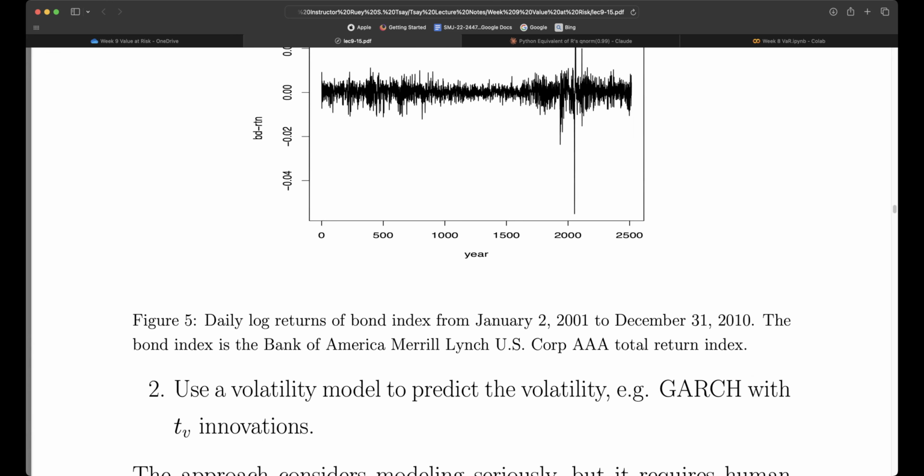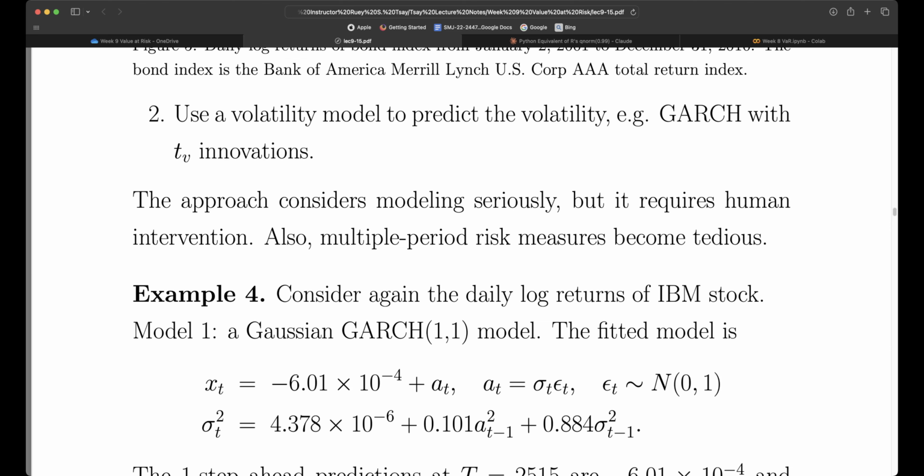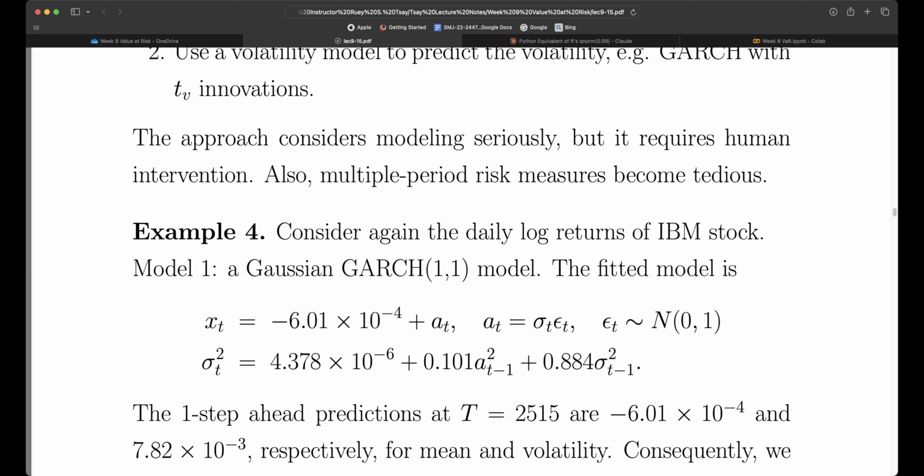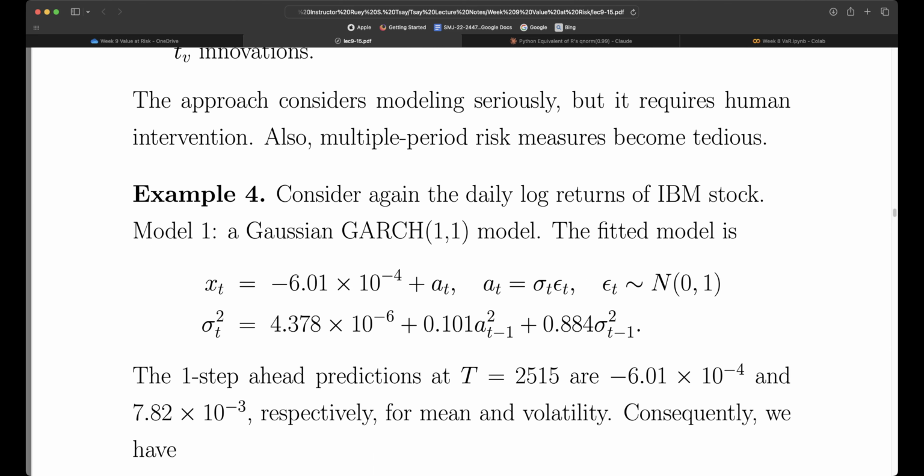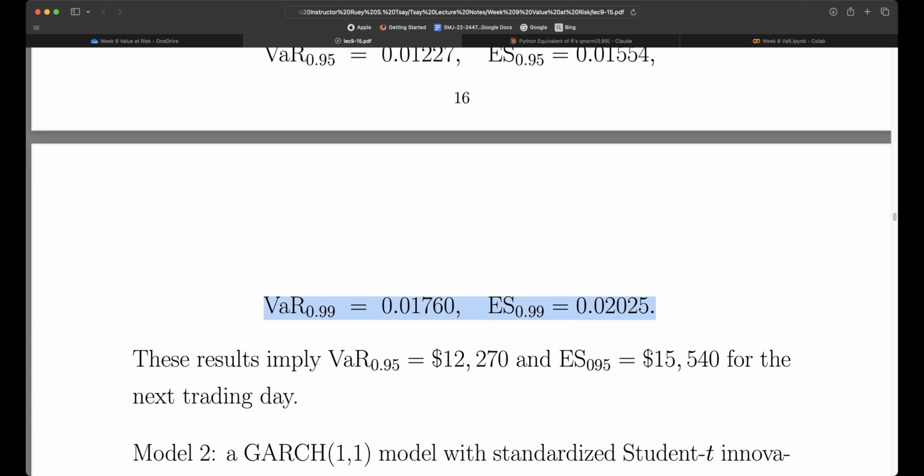Example 4. Consider again the daily log return of IBM stock, model 1, or Gaussian GARCH(1,1) model. The fitted value is something like this. The one-step-ahead prediction is this one, for mean and volatility. Consequently, we have value at risk and expected shortfall something like this. For 99%, we have this one. This result implies that value at risk at 95% is this one, and expected shortfall at 95% is this value for the next trading month.